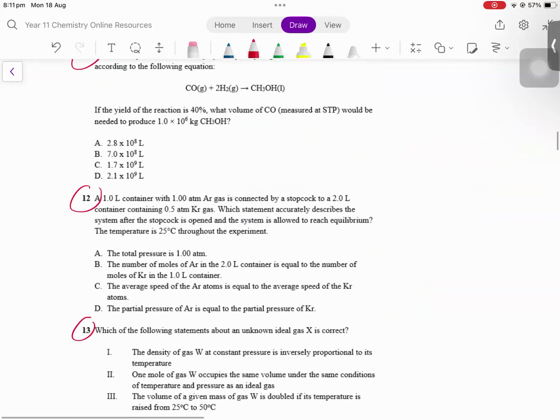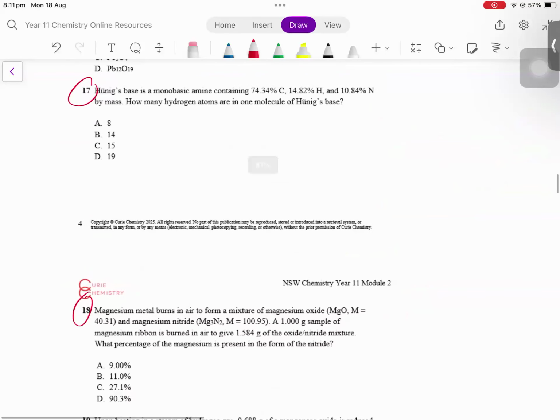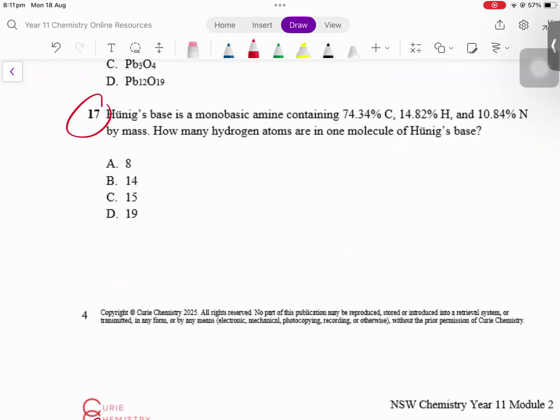Okay. All right. I want to show you a simple empirical formula question before we go on to something harder. Question 17: Unix base is a monobasic amine containing 74.34% carbon, 14.82% hydrogen, and then nitrogen by mass. How many hydrogen atoms are in one molecule of Unix base? You want to know the formula and then figure out how many hydrogens there are. So this is the same thing as asking you for the empirical formula. They haven't asked you that directly in the question, but you need to figure out the empirical formula if you're going to see how many atoms of hydrogen there are in the molecule.